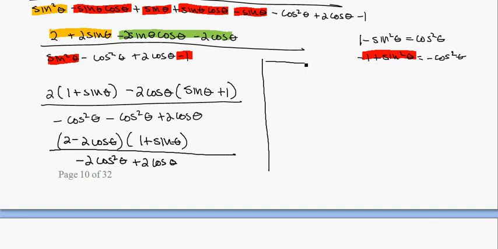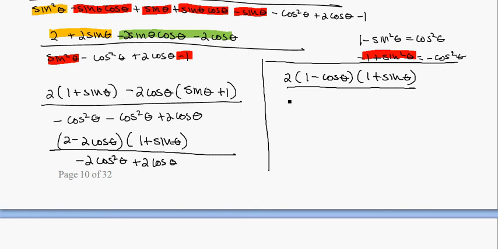So I'm just about done. So take out a 2, I get 2 times 1 minus cosine theta times 1 plus sine theta, all over, take out a negative 2 cosine theta. Gives me, I don't think I wanted to take out a negative because I want to keep this cosine negative.